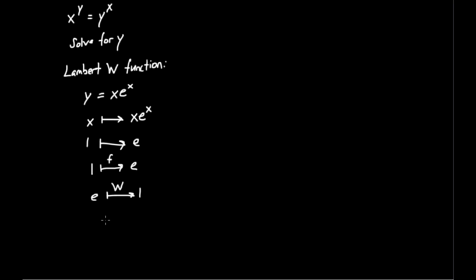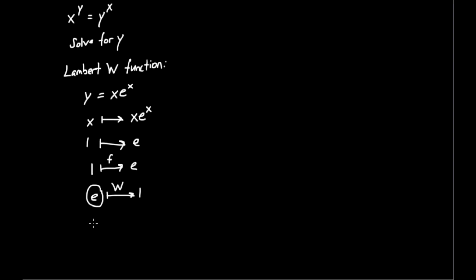So what the W function is going to do is, you input some value, let's say e, and what the W function is going to output is whatever number such that the output times e to that output gives you whatever number you started with.